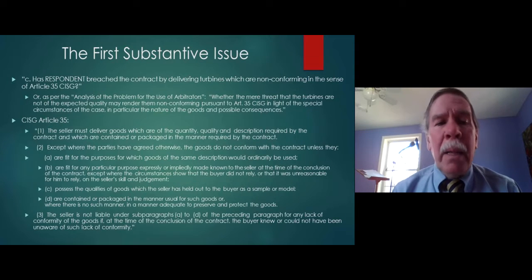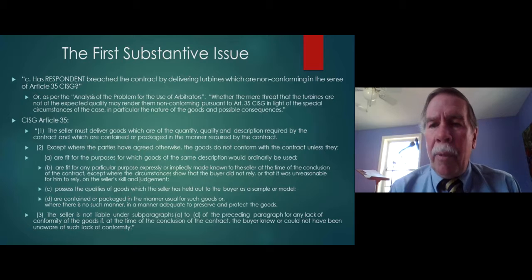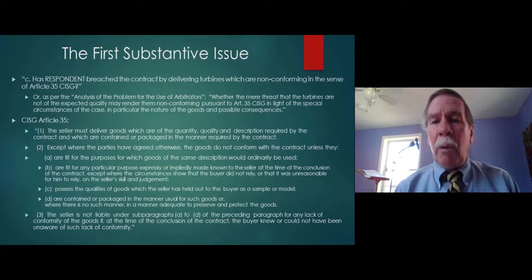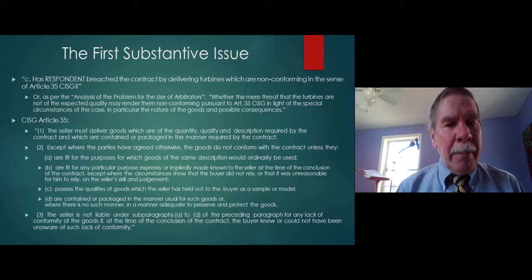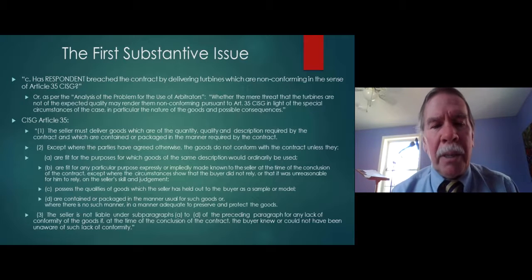There's Article 35.1. The seller must deliver goods which are of the quantity, quality, and description required by the contract. A contractual obligation, as opposed to an obligation imposed by law, or indirectly, I suppose. Affirmative obligations created by the contract, and then Article 35.2, except where the parties have agreed otherwise, the goods do not conform with the contract unless they are fit for the purposes for which goods of the same description would ordinarily be used, fitness for ordinary use, and B, are fit for any particular purpose expressly or impliedly made known to the seller at the time of the conclusion of the contract, except where the circumstances show that the buyer did not rely or that it was unreasonable for him to rely on the seller's skill and judgment.